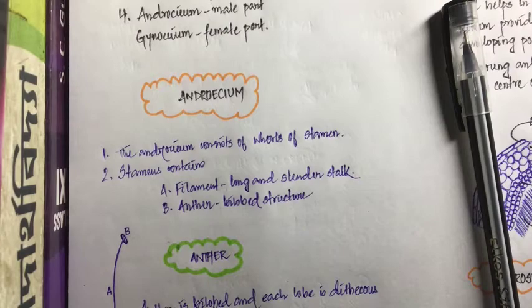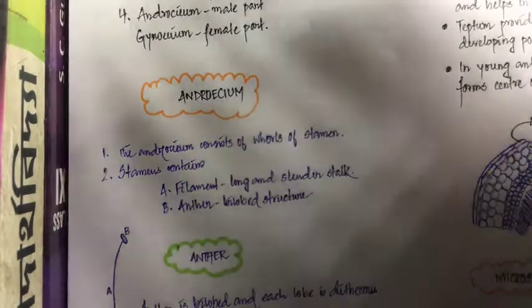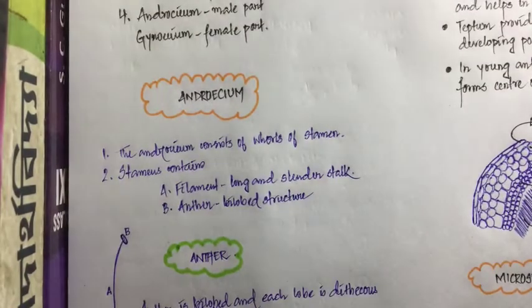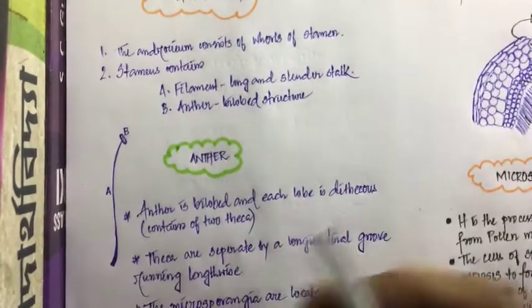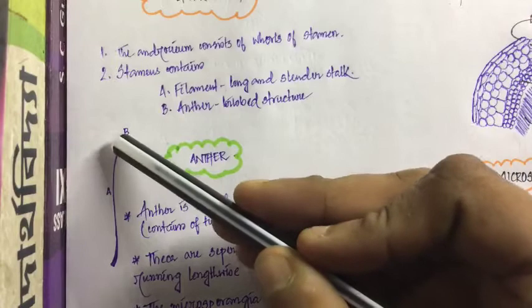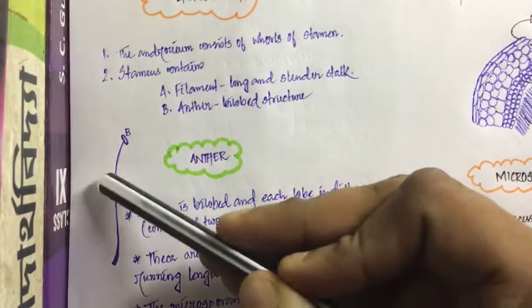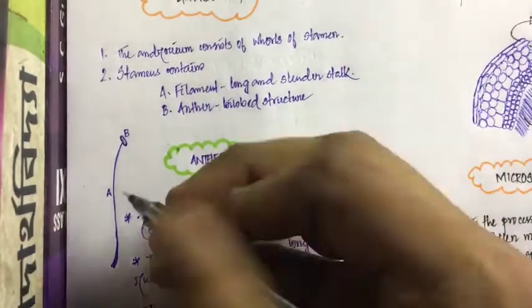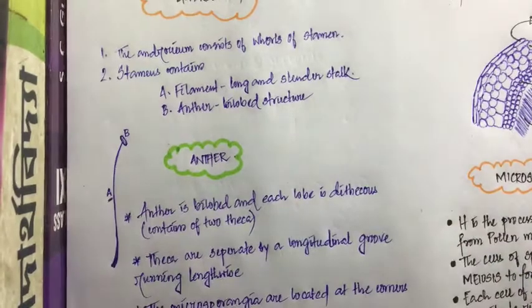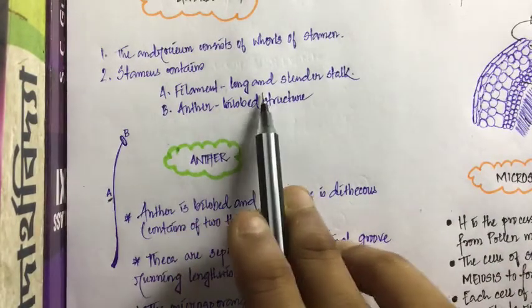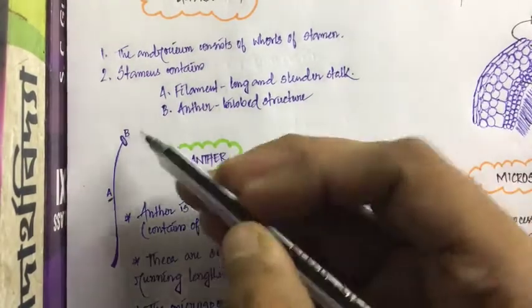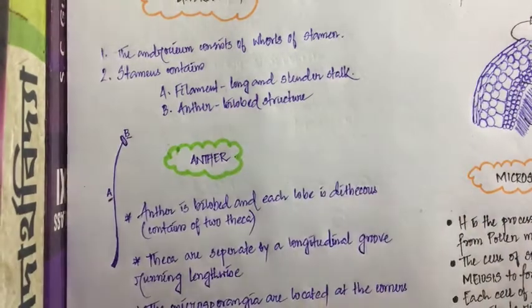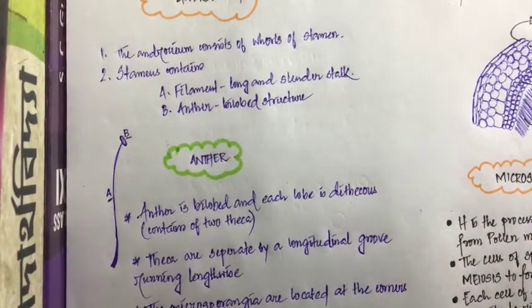Okay, so the first one is what? Androecium. Androecium is the male part of the flower. In case of the androecium, there are two different structures. One is the filament. If you see this diagram, you will see a filamentous structure which is represented by this term A, right? A means this filament, the long slender stalk-like structure, and the second one is this B, which is the anther, the bilobed structure.